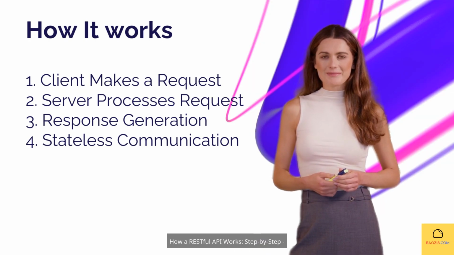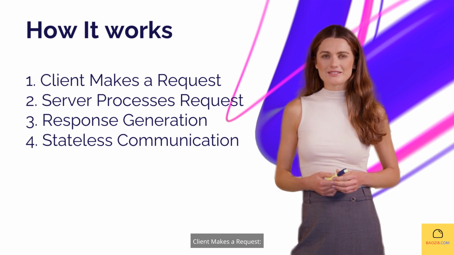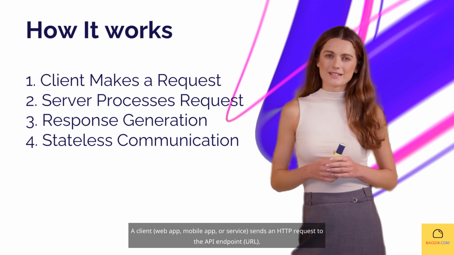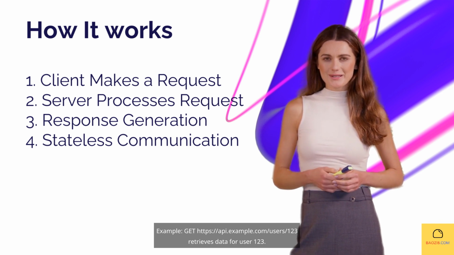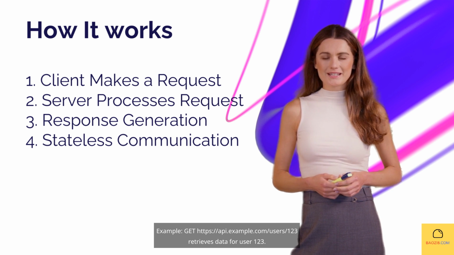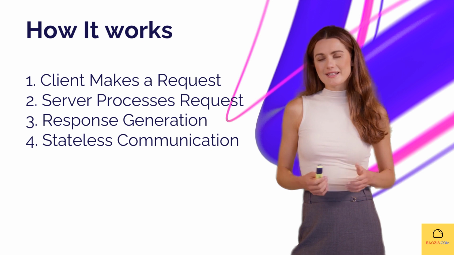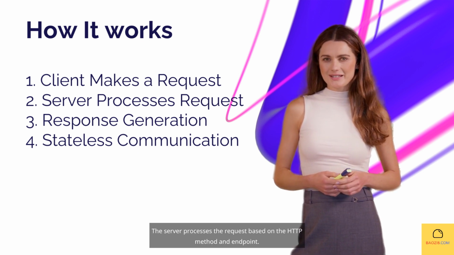How a RESTful API works, step by step. 1. Client makes a request. A client, web app, mobile app, or service sends an HTTP request to the API endpoint, URL. Example: GET https://api.example.com/users/123 retrieves data for user 123.